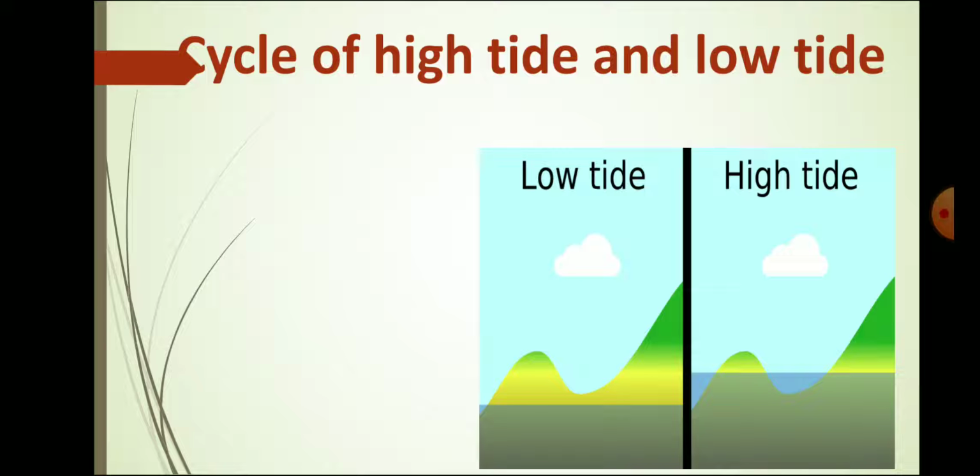Cycle of high tide and low tide. Again we have two pictures. In the left side picture, the water level is low as it is low tide, and in the right side picture, the water level has increased. In the left side picture, we are able to see the mountains clearly. In the right side picture, that same mountain turns into an island. From low tide to high tide and high tide to low tide, it changes after a specific period of time.